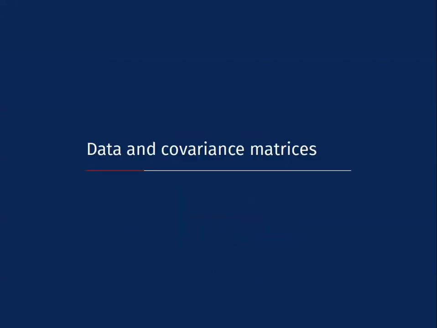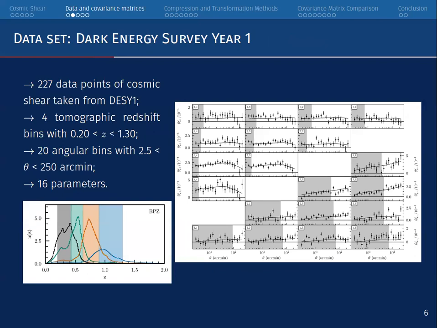So let's move on to the data used for this analysis. We take data from two different surveys. The first one is from the Dark Energy Survey Year 1. It contains 227 data points after some scale cuts, which are represented by these gray regions here. These points are divided into 4 tomographic redshift bins, which are seen in the more colorful plot, and these are further divided into 20 angular bins. The model we use consists of 16 parameters, where 6 are cosmological, 2 are astrophysical, which are related to the intrinsic alignment of galaxies, and we have 8 systematic ones.